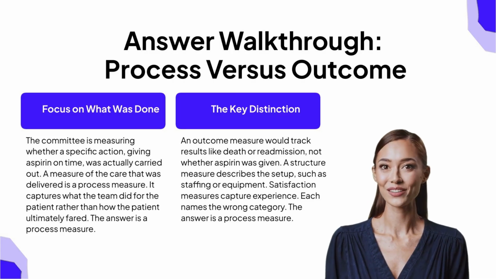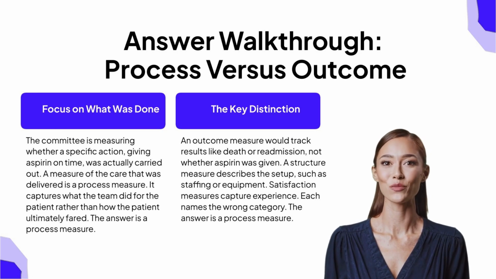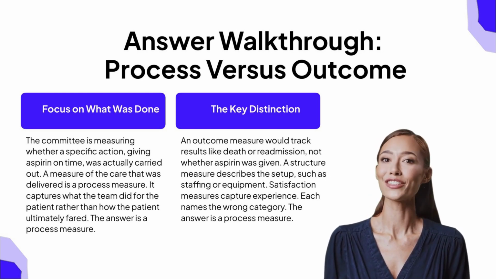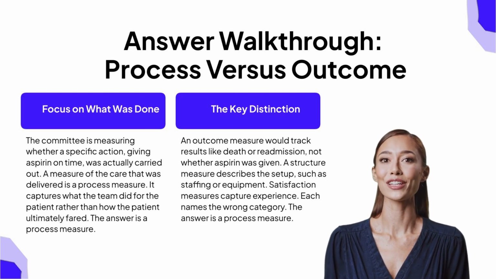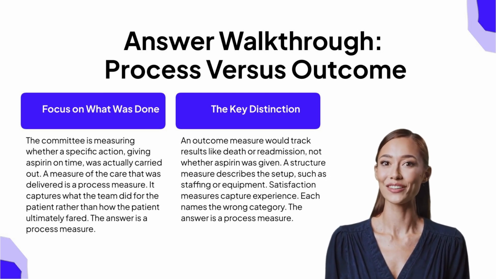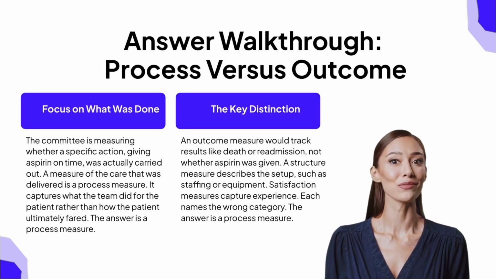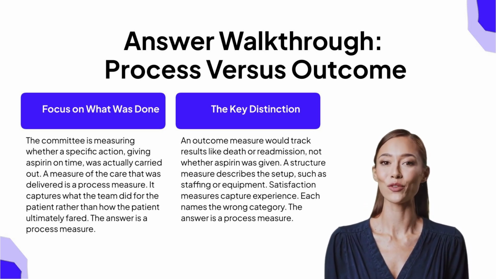Let us break down this answer. First, focus on what was done. The committee is measuring whether a specific action, giving aspirin within the recommended time, was actually carried out. A measure of the care that was delivered is a process measure, because it captures what the team did for the patient rather than how the patient ultimately turned out. That is the answer. Now the key distinction between the wrong choices.